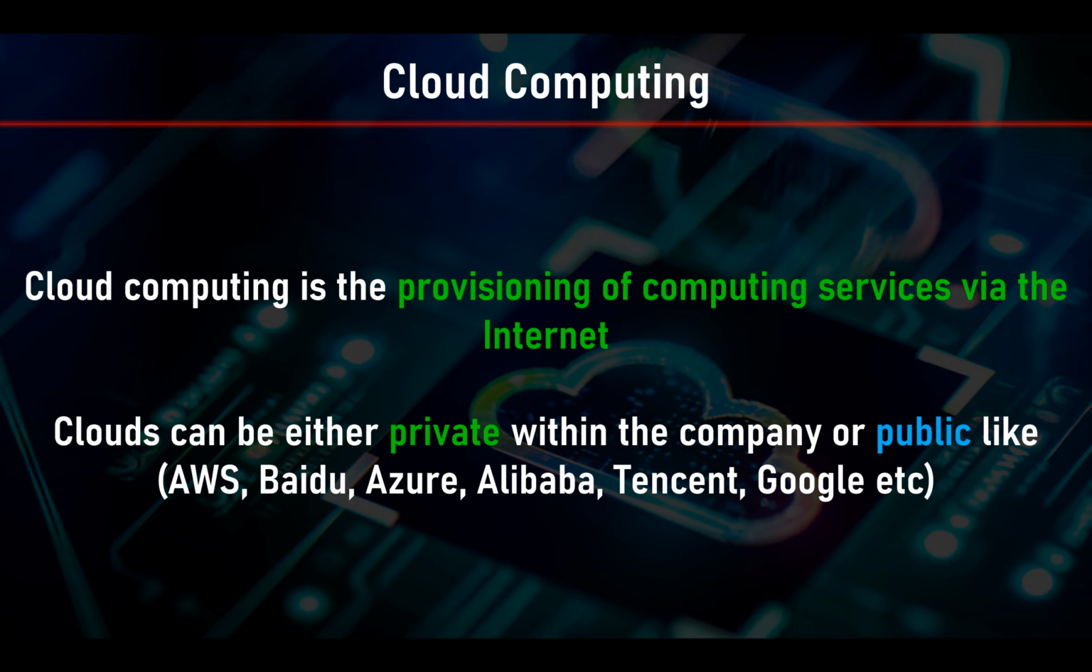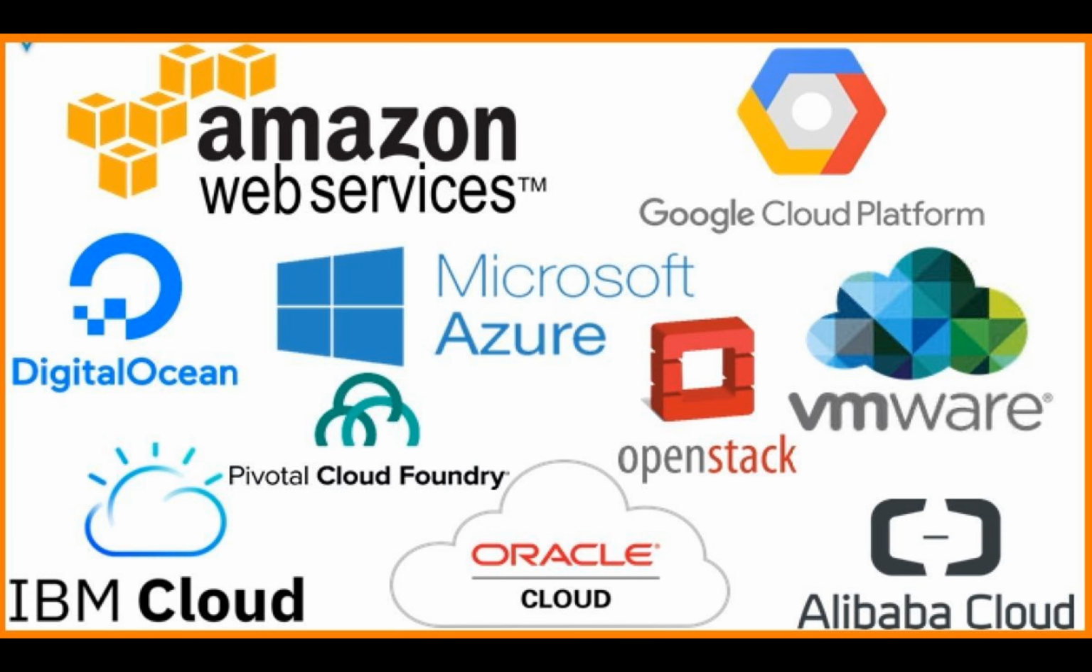So we say clouds can be either private within the company or public. And some public clouds, people probably know some of these. AWS, or Amazon Web Services, and that's probably 70% of the entire cloud. Most of it is going to be AWS. Baidu, Azure, so Microsoft Azure, Alibaba, Tencent, and of course Google Cloud. Here's just a list of some of the common ones. Again, AWS, Google, Azure. Probably some of these others people might know as well.